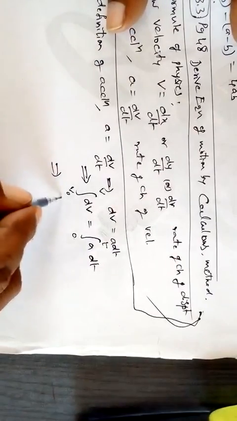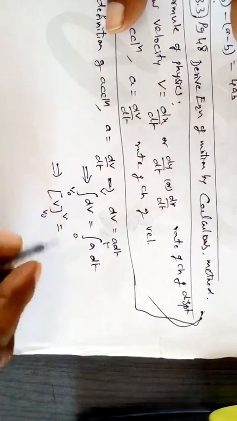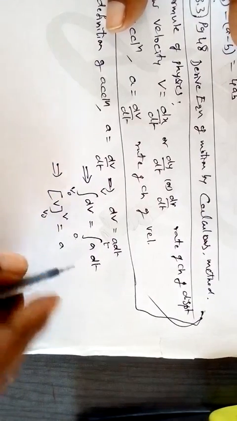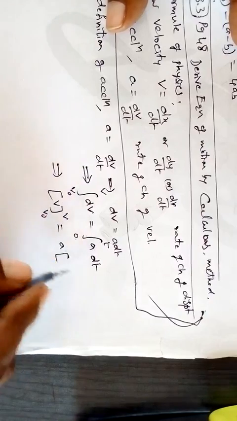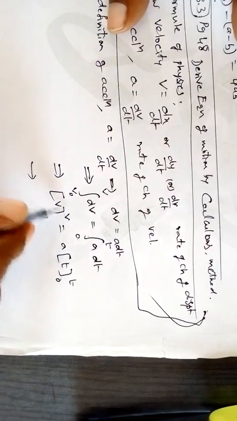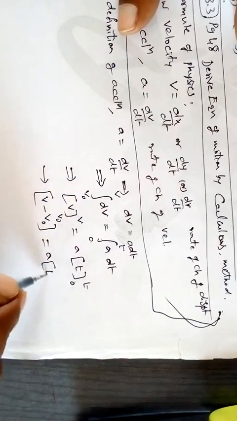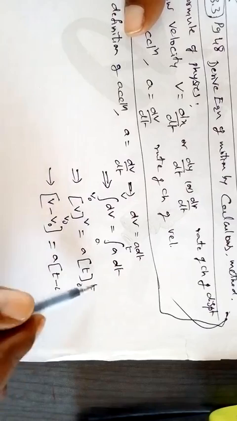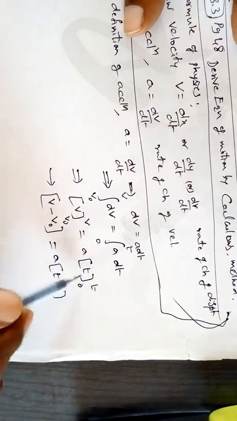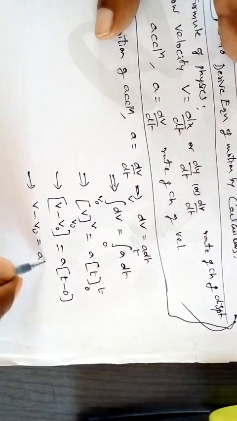Okay, so integration of dx. This implies integral dv, which means v, with limits v0 to v, is equal to a. Outside we cannot integrate, so integral dt is t, with limits 0 to t. This implies first substitute the upper limit v minus the lower limit v0 is equal to a into the upper limit t minus the lower limit. First you have to substitute the upper limit, that is t, minus the lower limit. Okay, this implies v minus v0 equals at.